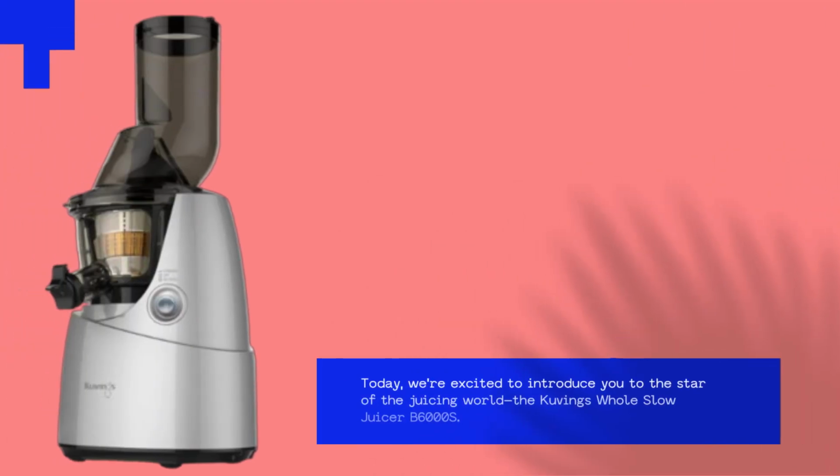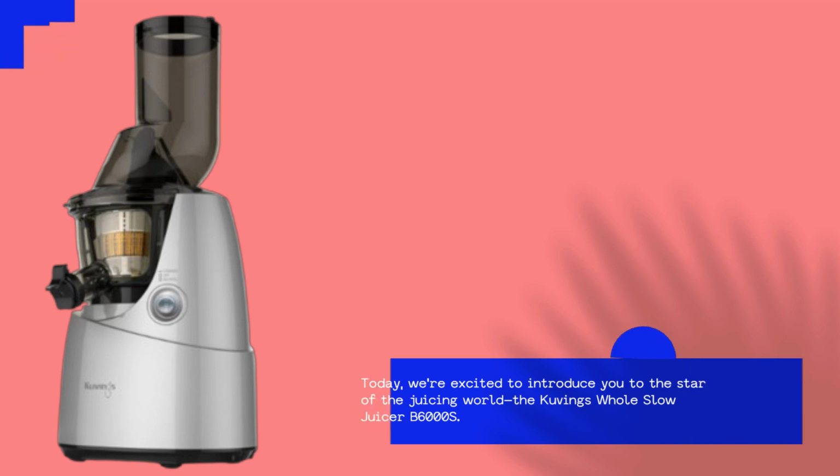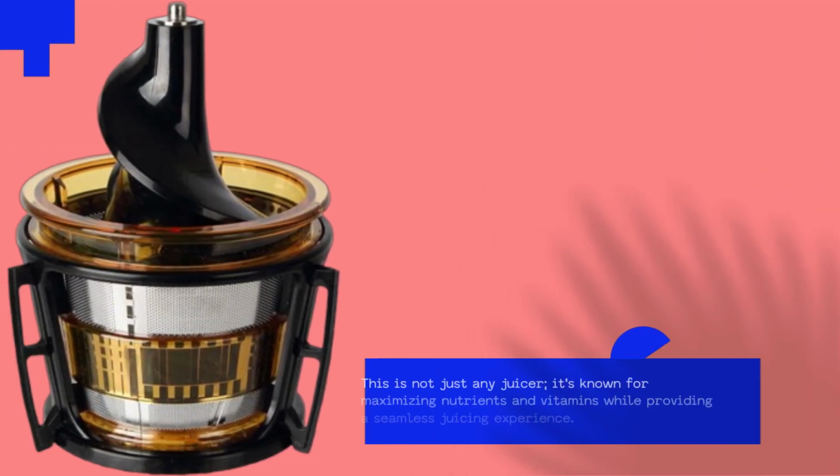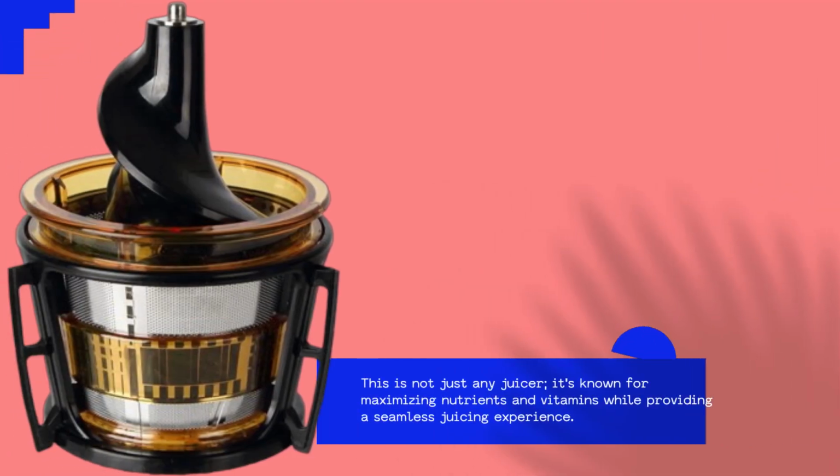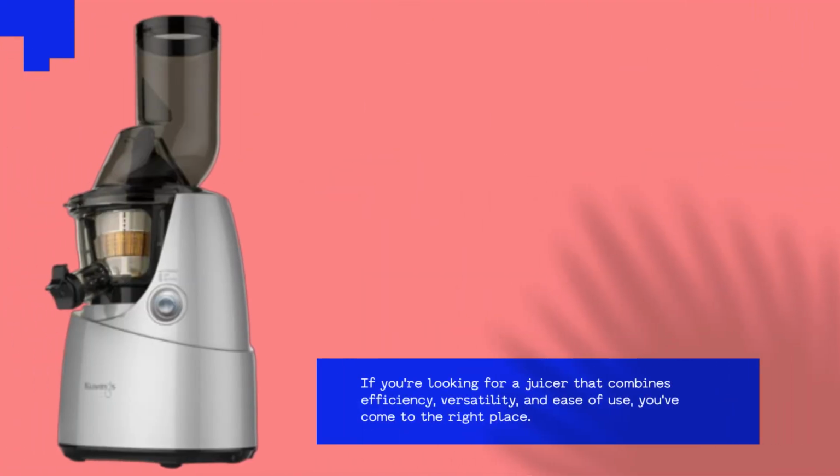Today, we're excited to introduce you to the star of the juicing world, the Kuvings Whole Slow Juicer B6000S. This is not just any juicer. It's known for maximizing nutrients and vitamins while providing a seamless juicing experience. If you're looking for a juicer that combines efficiency, versatility, and ease of use, you've come to the right place.